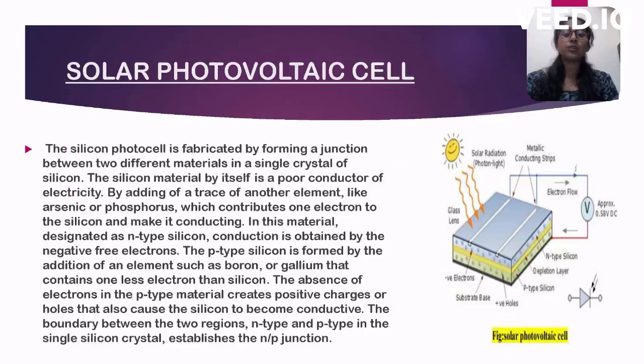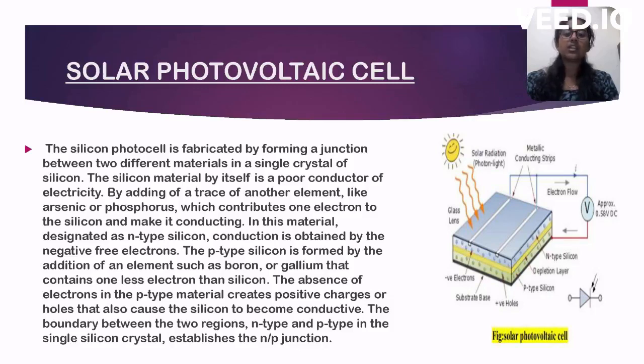Solar photovoltaic cell. The silicon photocell is fabricated by forming a junction between two different materials in a single crystal of silicon. The silicon material by itself is a poor conductor of electricity. Adding a trace of another element like arsenic or phosphorus, which contributes one extra electron to the silicon, makes it conducting.